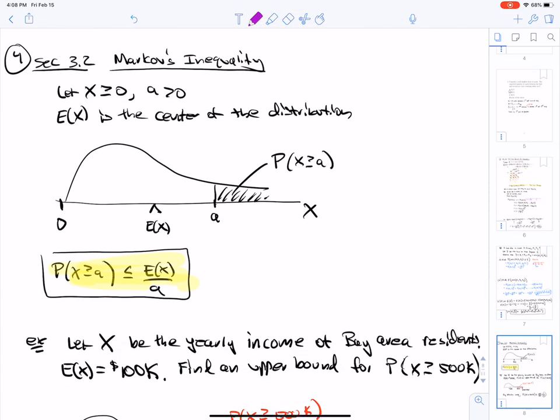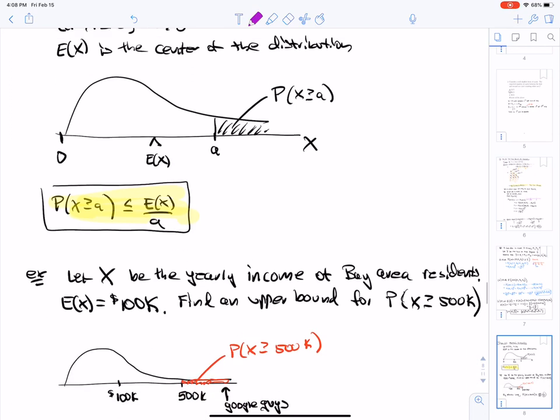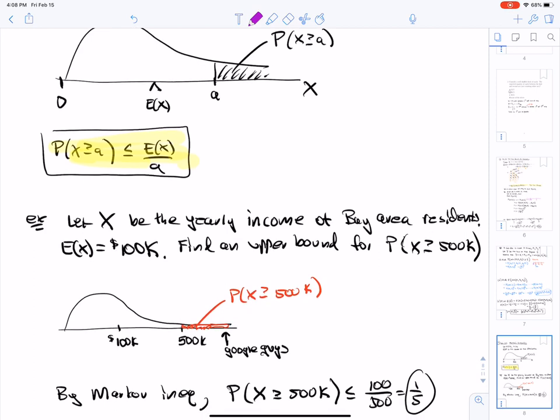Finally, Markov's inequality. This gives you an upper bound for the probability of being in the tails. So you require that x be a non-negative random variable and a be a positive number. The expectation of x is the center of your distribution, right? And the probability that x is greater than or equal to a is the tail, the probability of being in the tail. The boxed formula is Markov's inequality, and I show here an example.